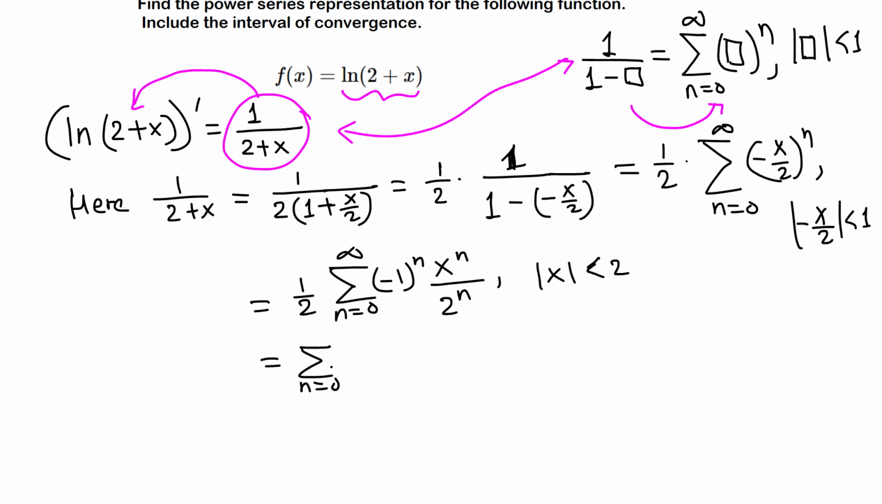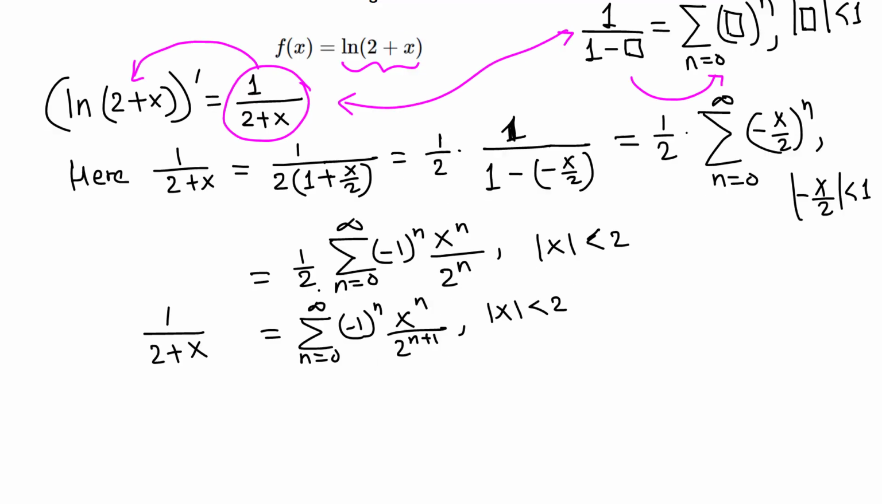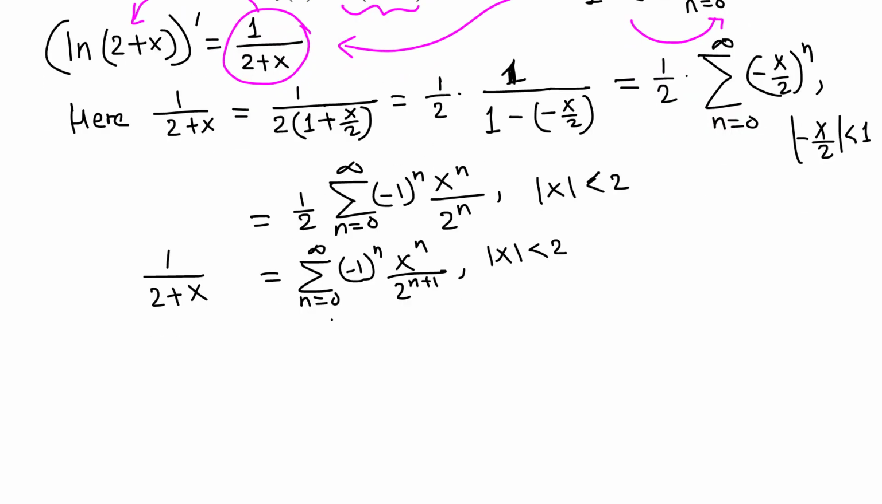The sum from n equals 0 through infinity of negative 1 to the n, x to the n over 2 to the n plus 1, and this is the case. So this is the power series for 1 over 2 plus x. Okay, we've seen this in earlier examples as well.